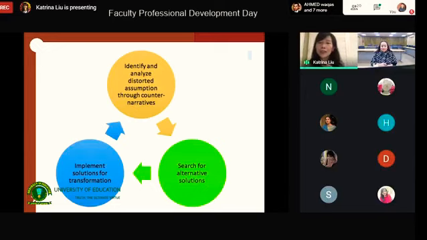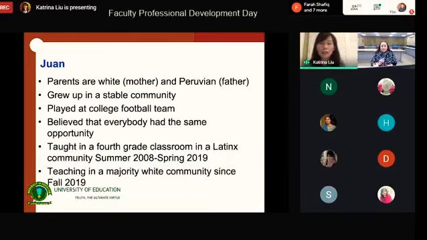The first thing is our students are able to identify and analyze distorted assumptions through those counter narratives, and they are able to search for alternative solutions. Some of them are able to integrate some changes. I'll give you a quick example.